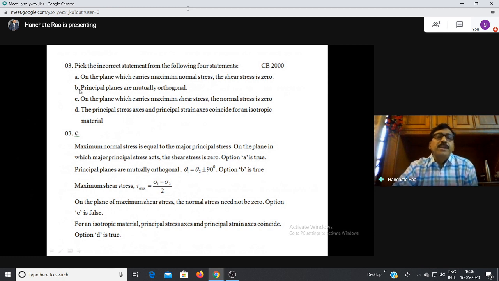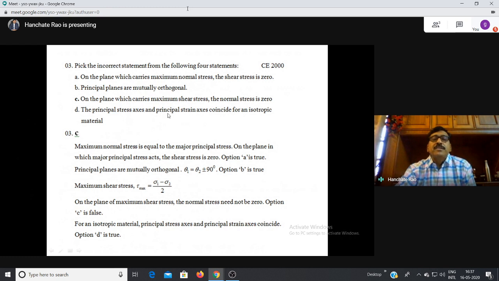Now let's go to see B. Principal planes are mutually orthogonal. Yes, correct. All the three principal planes are mutually orthogonal, so X, Y and Z, they are three mutually orthogonal. So statement B is correct. On the plane which carries maximum shear stress, the normal stress is 0. It is not correct. The plane which carries maximum shear stress will also contain a certain amount of normal stress. So C is incorrect.